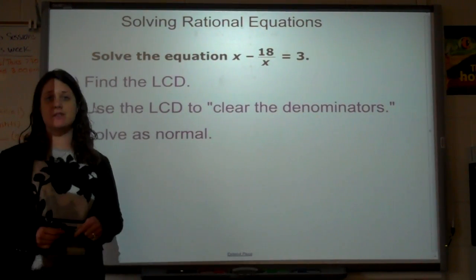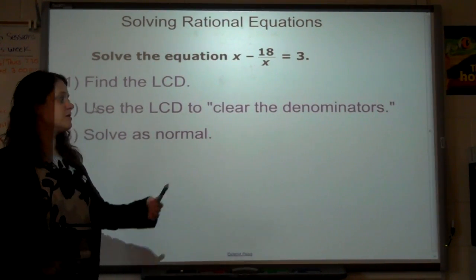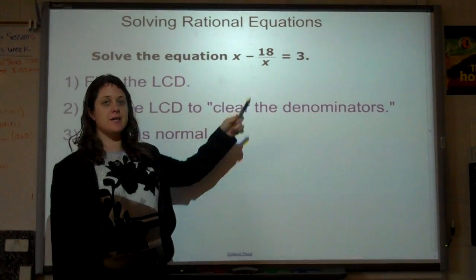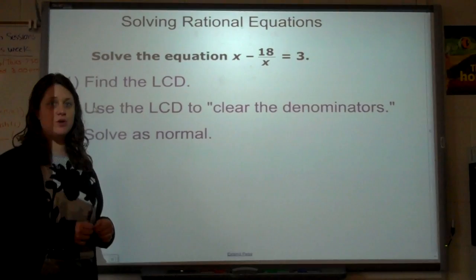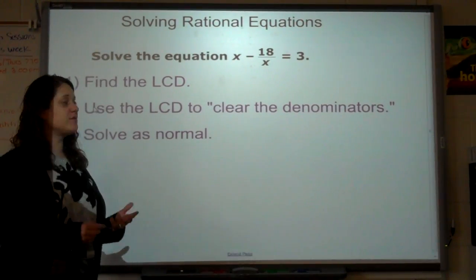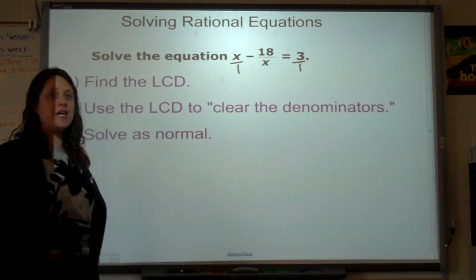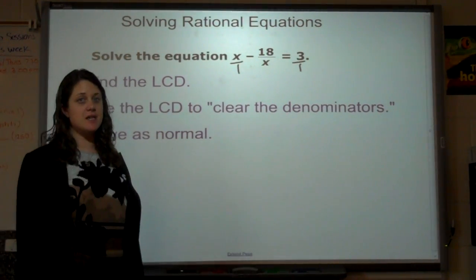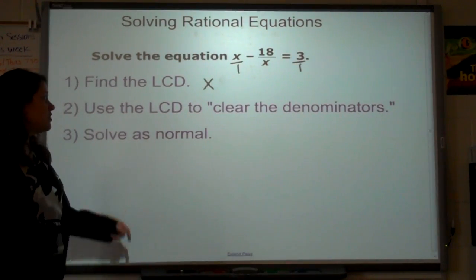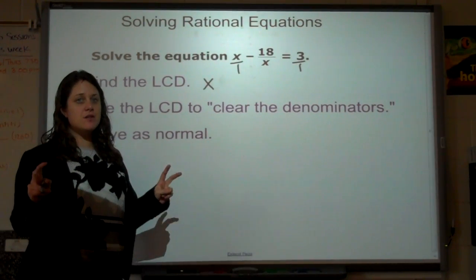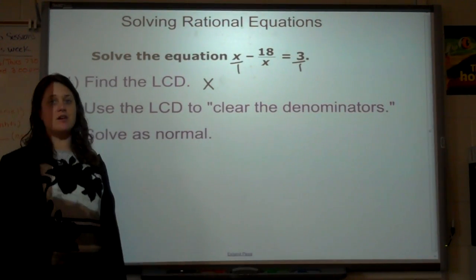So when you're solving a rational equation, you'll see that there will be a rational expression somewhere in it. There may be multiple rational expressions, which you can see right here. So the first step is to find the least common denominator. If we needed to put a denominator for each of them, we could add a 1 to each of that. So you should be able to see that your least common denominator is going to be x. Then you're going to use the least common denominator to clear the fractions. I'm going to show you how to do that in a moment. And then you're just going to solve as normal.